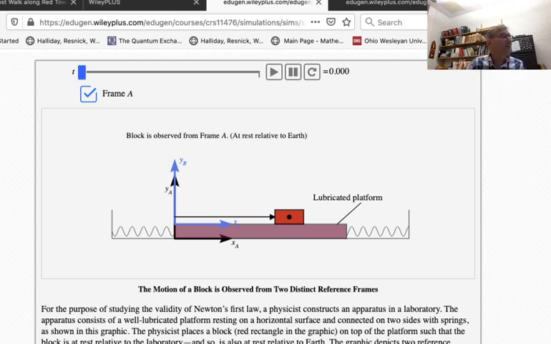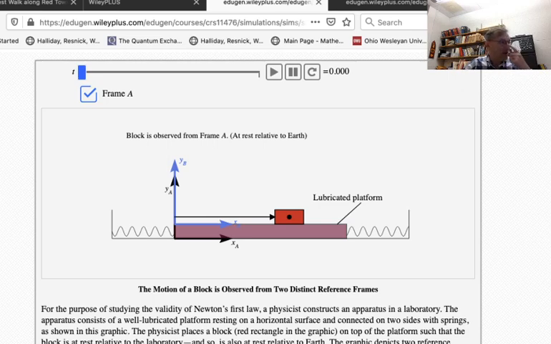And then I have a block right there, that small red rectangle with the black dot in the middle. It also has had its lower side lubricated so that it can slide on top of that platform with no friction. And the black arrow just shows you the x-coordinate of the block as measured in frame A, because it comes out from the origin in the x direction from frame A.